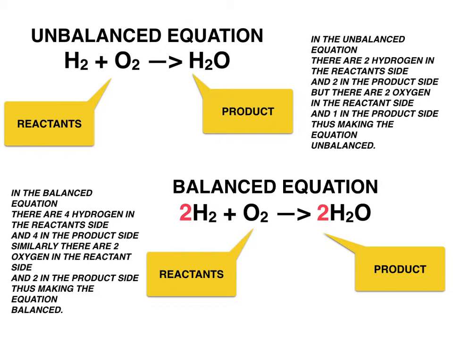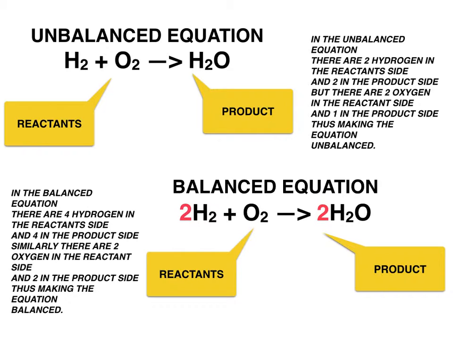But there is a difference in oxygen. There are 2 atoms of oxygen in the reactant side, but only 1 in the product side. So here comes the need of balancing an equation. That is why we are calling this equation an unbalanced equation.